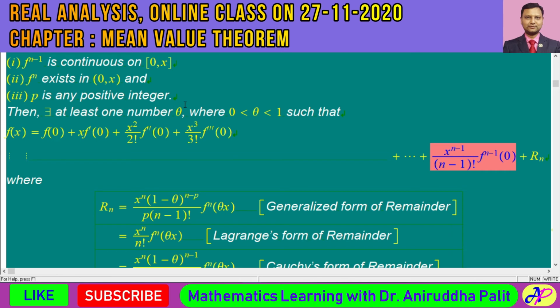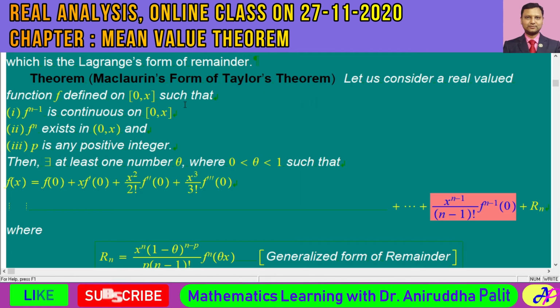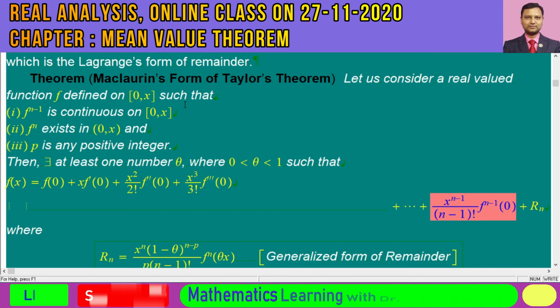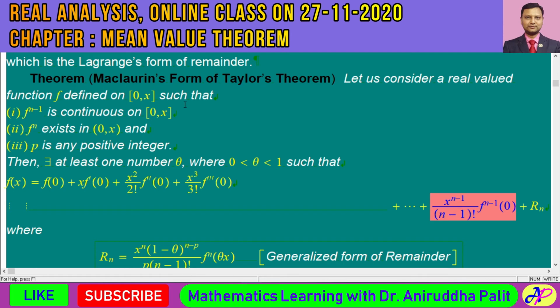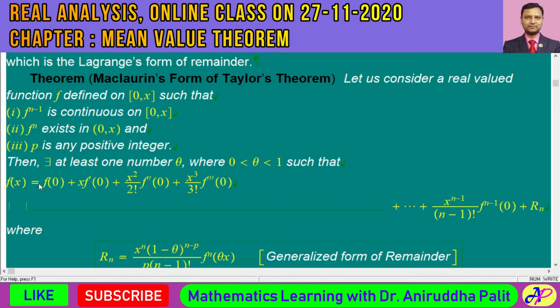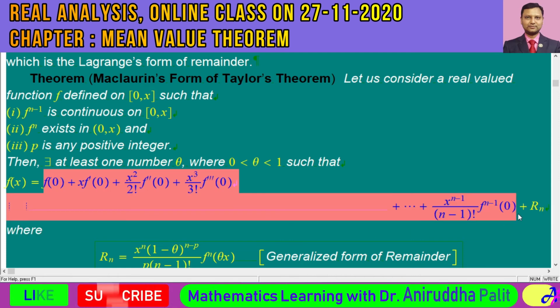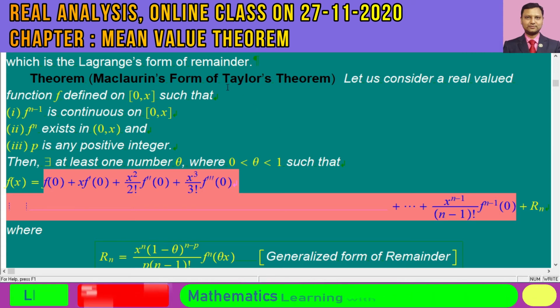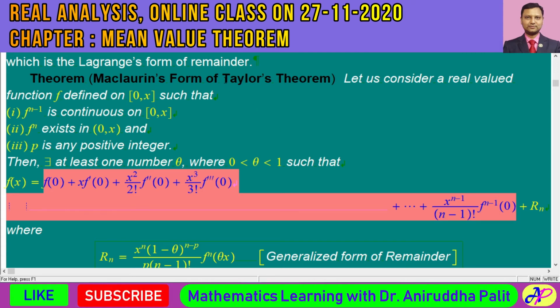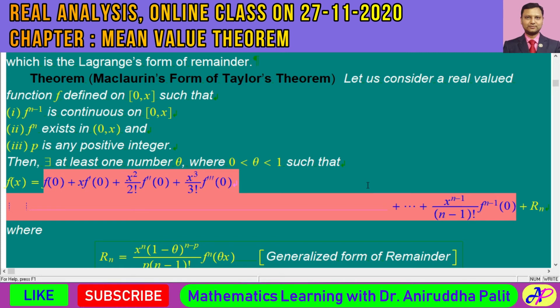So, in that sense, we can say that Taylor's theorem is actually the generalized version of Lagrange's mean value theorem, and that's why in many books you will find that Taylor's theorem is actually the mean value theorem of order n. Got it? Mean value theorem of order n. Taylor's theorem is also termed as mean value theorem of order n, where n is a positive integer.